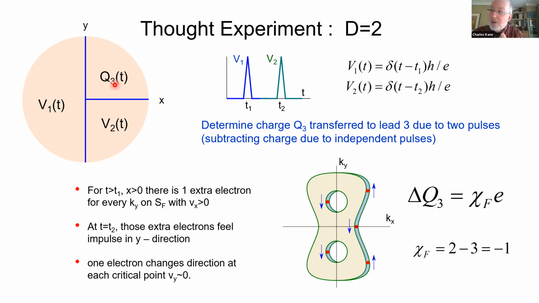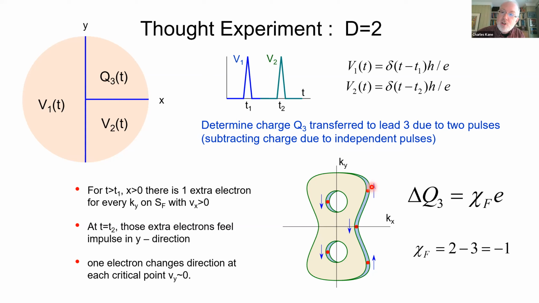Of course, in an experiment this would be a hard subtraction to make, but I will argue that it can be done in the frequency domain. If you apply voltage one at frequency omega one and voltage two at omega two, then measuring at omega one plus omega two automatically gives you the connected part. After this second pulse, I need to think about the effect of the second pulse on the electrons that were accelerated by the first pulse. The second pulse gives an impulse to those electrons, which basically moves them over by one space. So I can count the amount of charge that goes into this lead by counting the number of these electrons that change their direction.